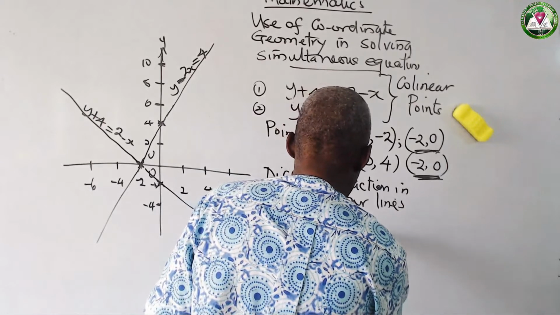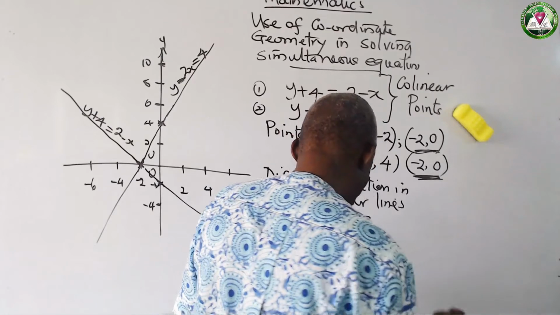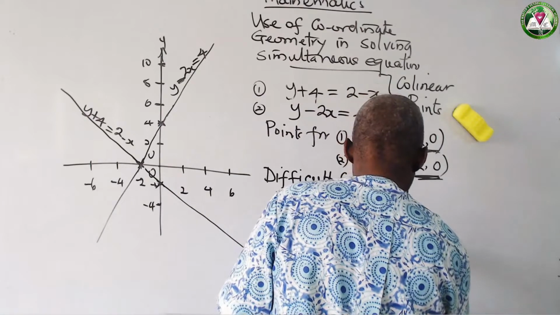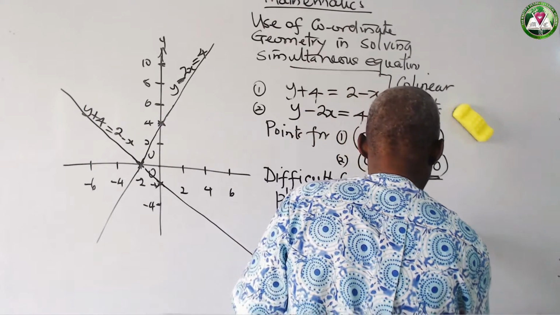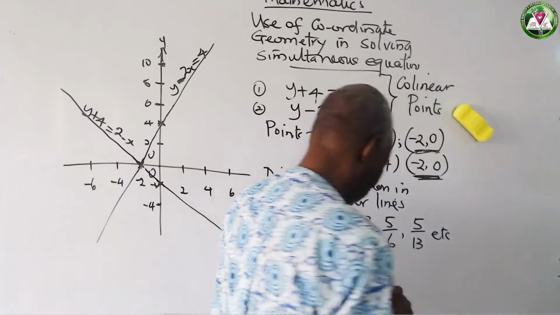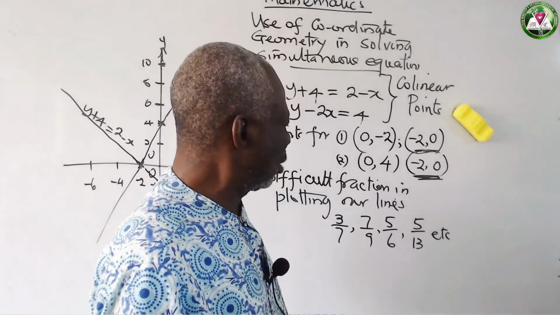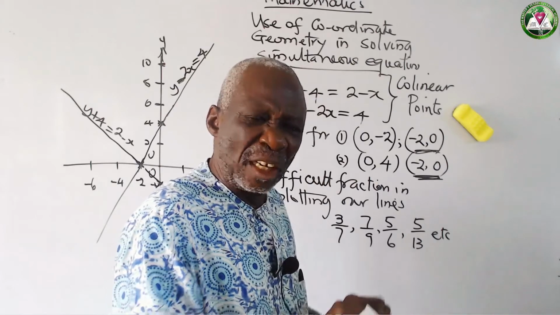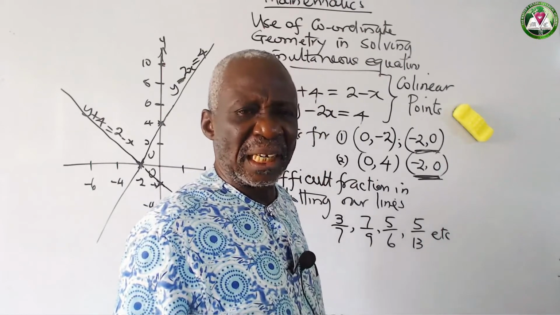3 over 7, 7 over 9, 5 over 6, 5 over 13, and so on and so forth. If you have such fractions, you cannot plot 5 over 6 of a line or 5 over 6 of a distance. You can't plot it in the graph.